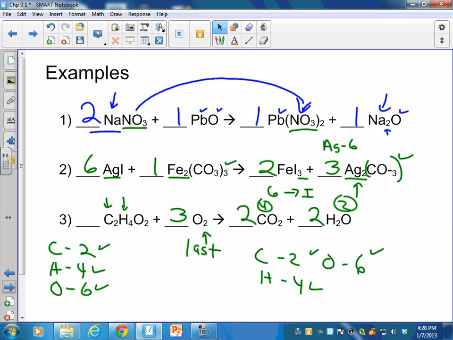And so those are 3 examples, and we'll work more examples in class too, but that was just 3 to get you started on balancing equations. So that's it for the video lesson on balancing equations.